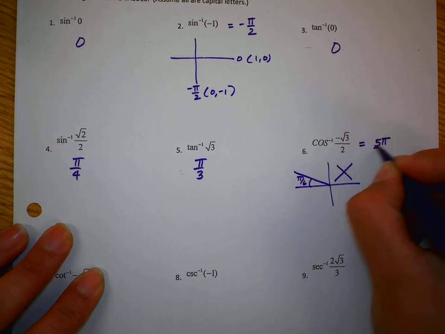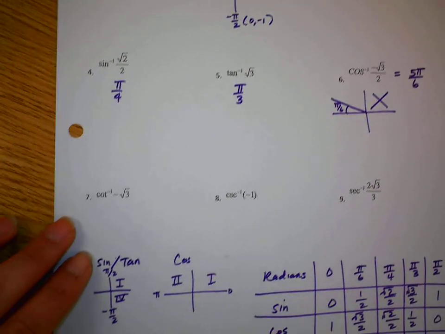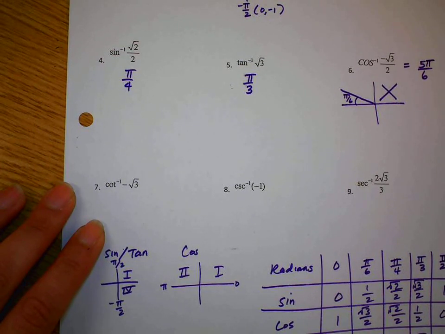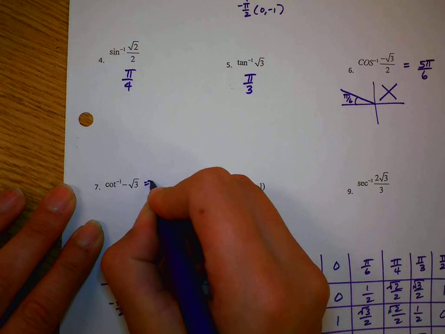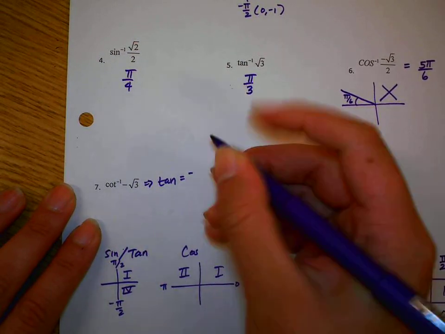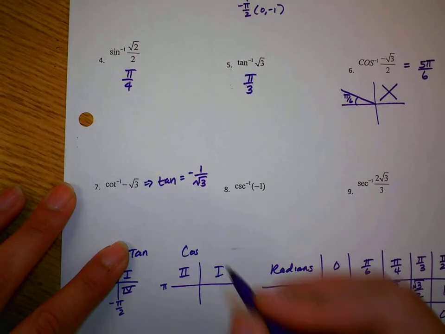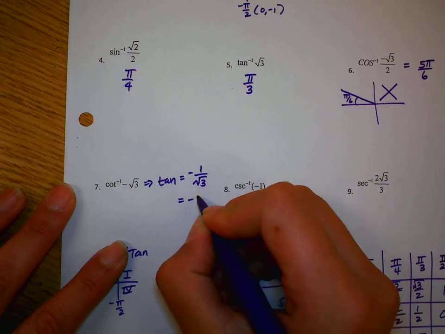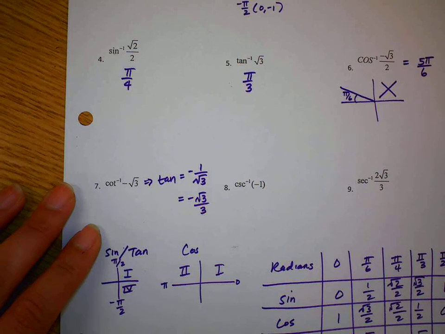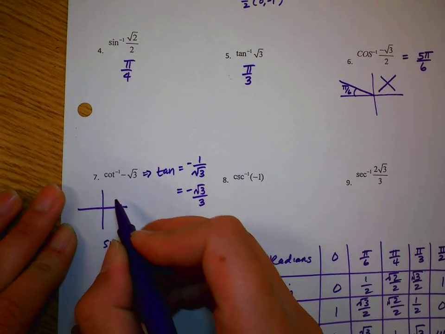Alright, inverse cotangent of negative root 3. This would mean tangent is equal to negative 1 over root 3. If you rationalize that, you would get negative root 3 over 3. So here we go. In order for it to be a negative tangent, it would have to be in quadrant 4. It can't be in quadrant 1.